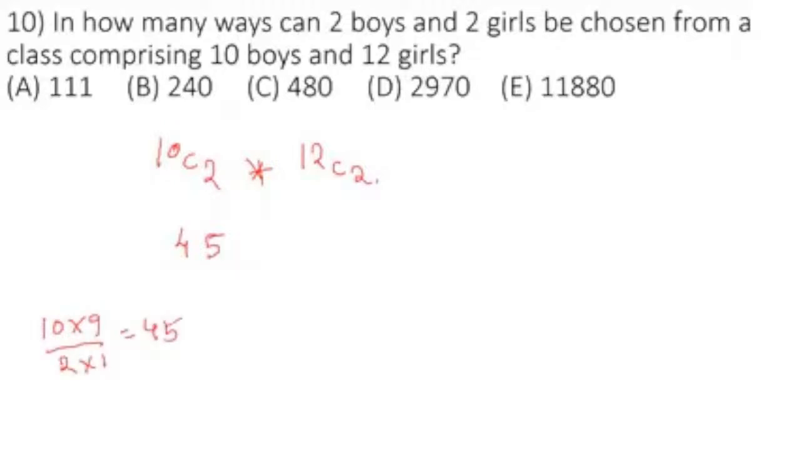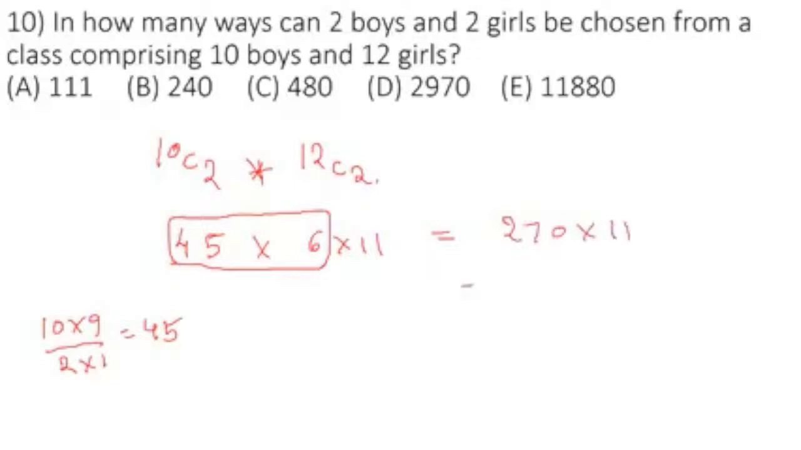Similarly 12C2. What should the value be? 12C2 is 6 into 11, so it should be a multiple of 11. So we have 45 into 6 into 11, which is 270, and 270 into 11 is nothing but 2970. So the answer is D.